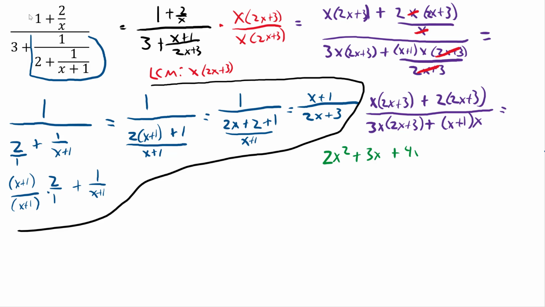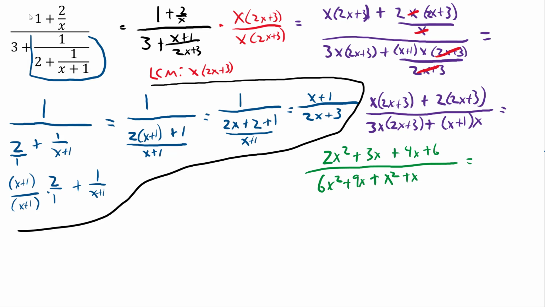plus 4x plus 6. And on the bottom, you distribute those, we should get a 6x squared plus 3 times 3 is 9x. And then over here, we should have x times x is x squared. And then just 1 times x is plus an x.